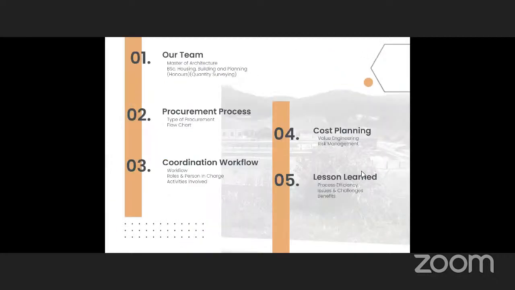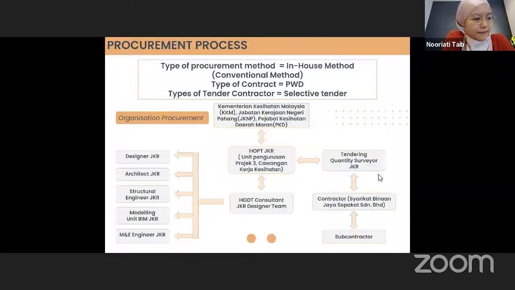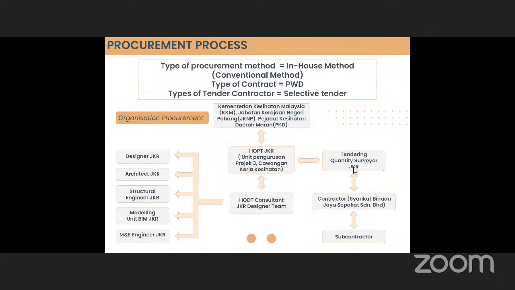So for this part, we will cover the procurement process, which is the type of procurement and the flow chart, and the coordination workflow, which is the workflow of the project, and roles and the person in charge, and also the activities involved. And then we will cover the cost planning, which is the value engineering and risk management, and lastly the lesson learned, which is the process efficiency, issues and challenges, and also benefits. So for the procurement process, I would like to invite Mr. Syahrul to present this slide.